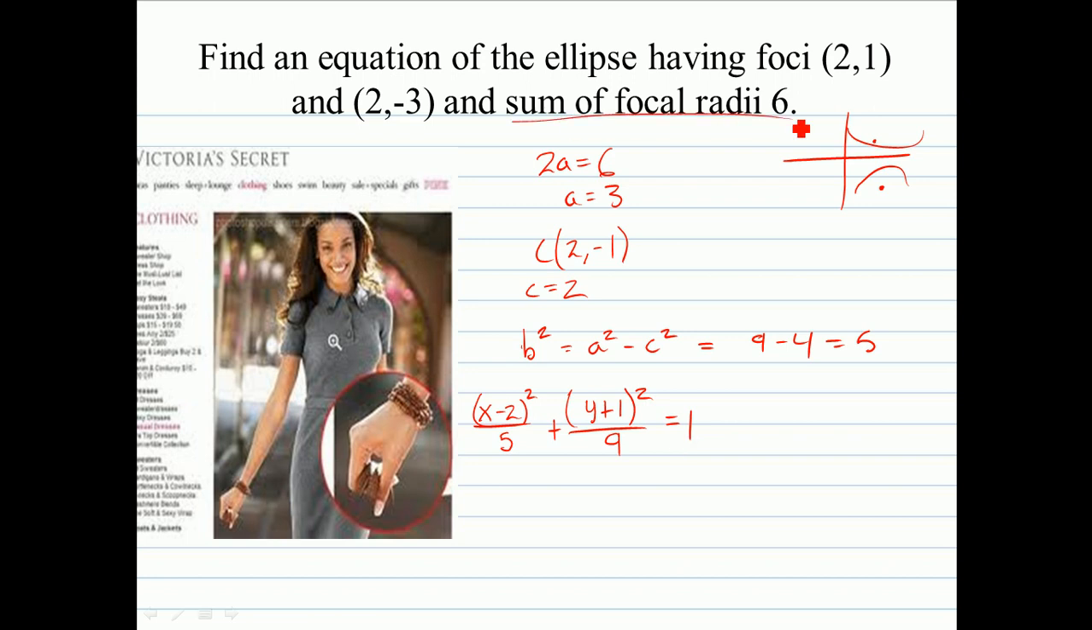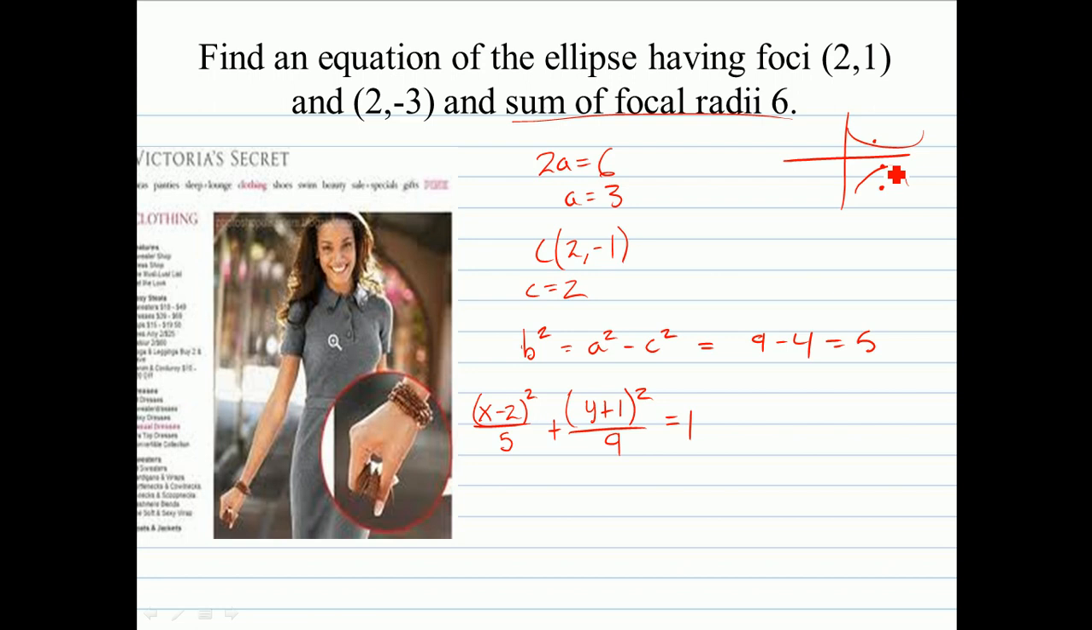I already know the sum of the focal radii, so that means that a is going to be 3. That's where I get a equals 3 from. I get the center because I drew a little diagram up here, so the center is going to be dead smack in the middle of those. I just took the midpoint between (2, -3) and (2, 1).